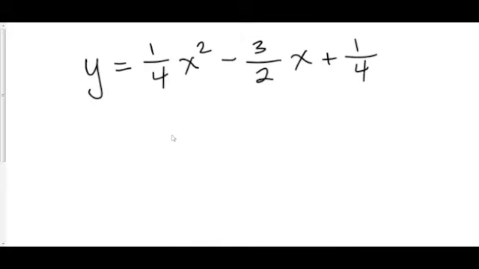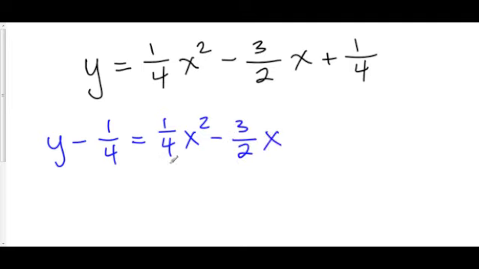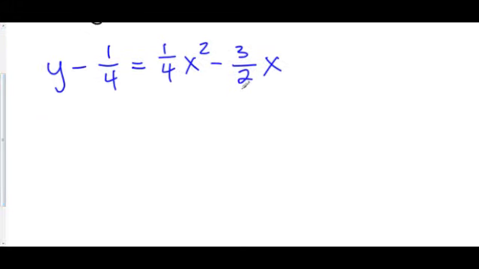Here we have y equals 1/4 x squared minus 3/2 x plus 1/4. Let's first turn this into vertex form. And we'll do this by first moving the 1/4 to the left-hand side. So here we have y minus 1/4 is equal to 1/4 x squared minus 3/2 x. Now, when we complete the square, because that's where we're going with this, we don't want to have anything in front of our quadratic term. So let's factor out a 1/4 from both 1/4 x squared as well as negative 3/2 x.